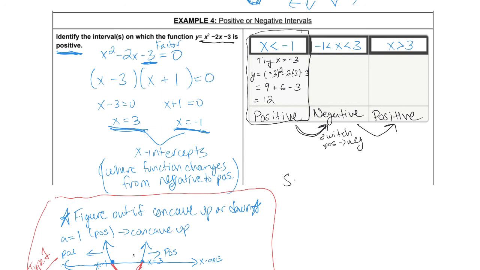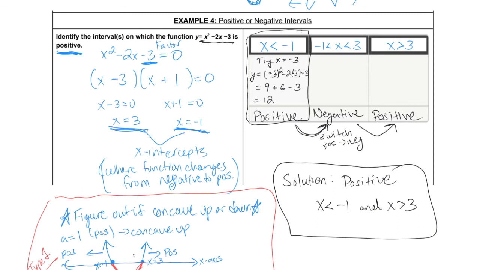So our solution is positive for x less than -1 and x greater than 3. And here is our solution. So I showed you two ways. Either way will be fine. But you need to factor first, and then you just need to look at the intervals and tell me whether they're positive or negative.